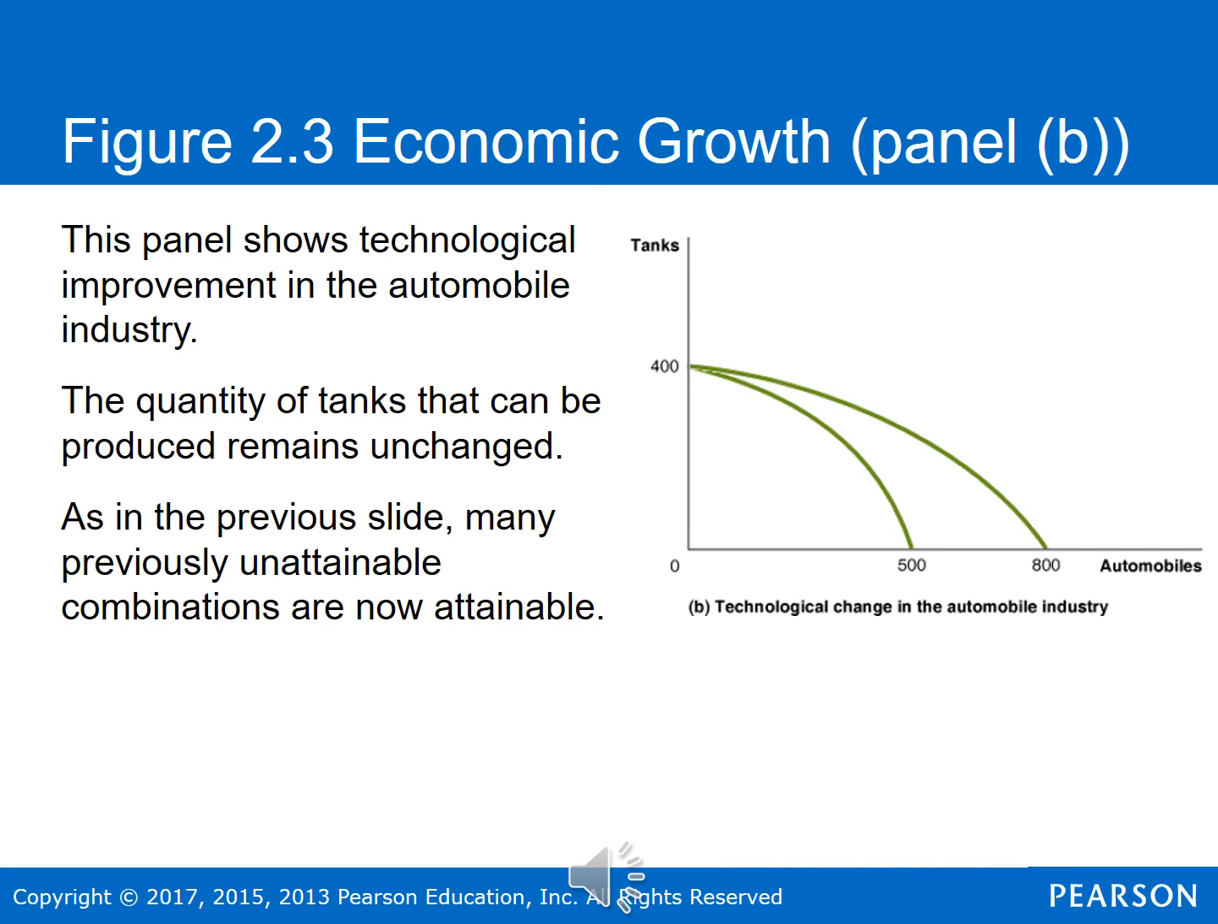So you get the point where there's 0 automobiles being produced, still is at 400 for the tanks. But the automobiles is being shifted out by 300.